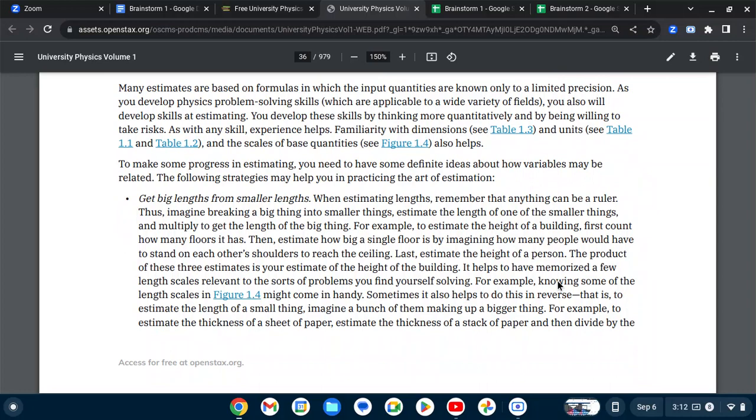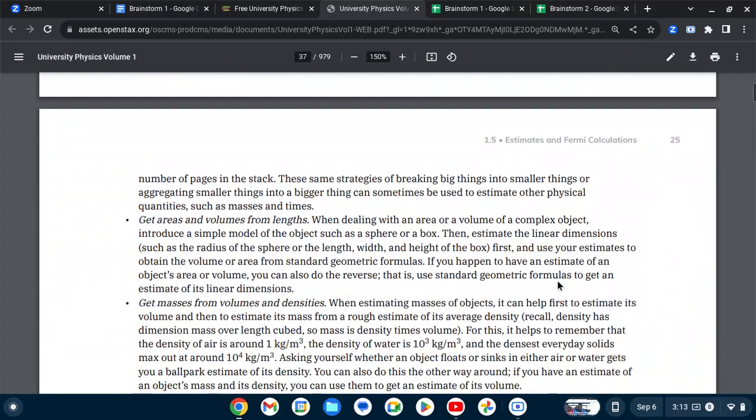It helps to have memorized a few length scales relevant to the sorts of problems you might find yourself solving. For example, knowing some of the length scales in Figure 1.4 might come in handy. Sometimes it also helps to do this in reverse. That is, to estimate the length of a small thing, imagine a bunch of them making up a bigger thing. For example, to estimate the thickness of a sheet of paper, estimate the thickness of a stack of paper, and then divide by the number of pages in the stack.